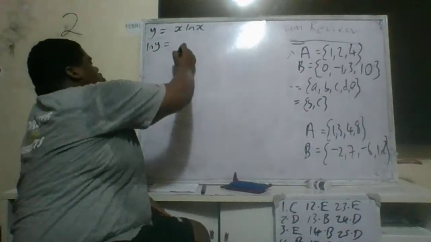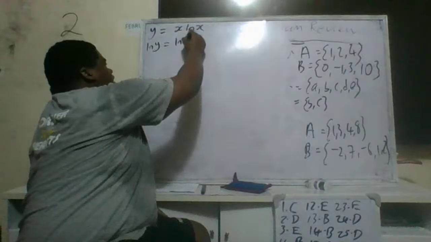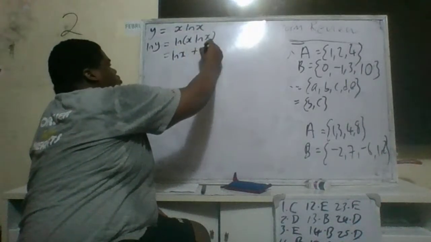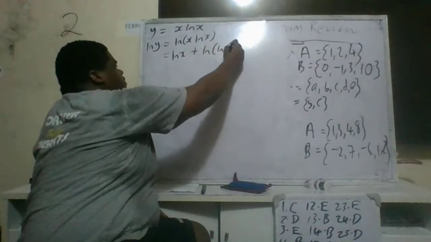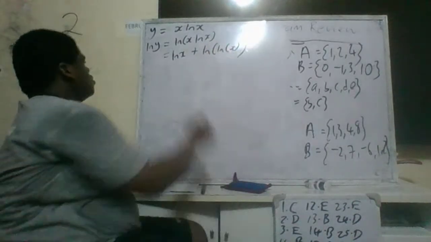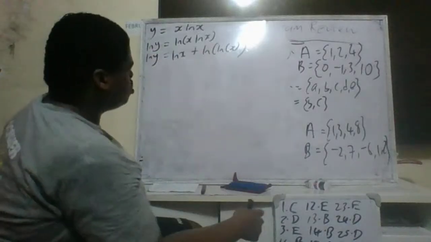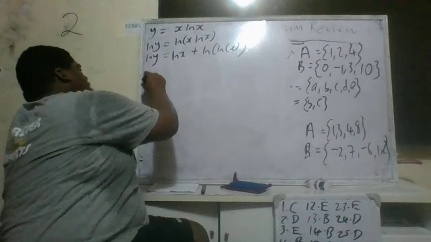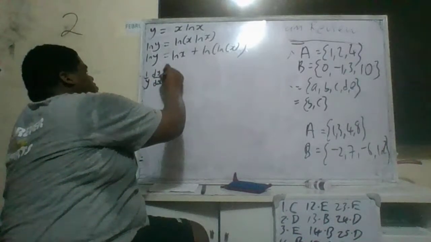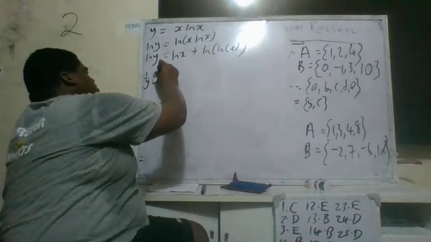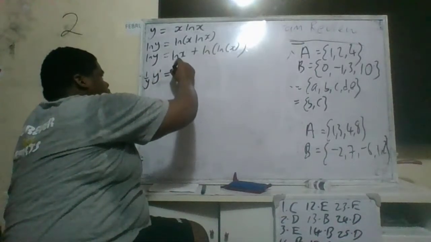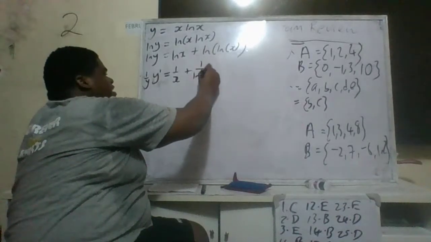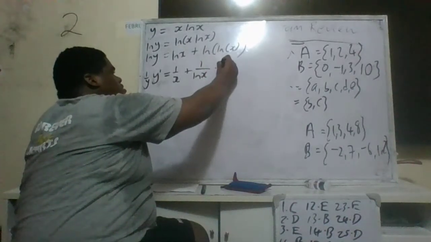The natural log of y is going to equal the natural log of x to the power of ln x, which is equal to the natural log of x plus the natural log of natural log of x. So ln y is equal to ln x plus ln ln x. If you differentiate both sides, we are going to have 1 over y times dy over dx, 1 over y times y prime, is equal to 1 over x plus 1 over ln x times 1 over x.